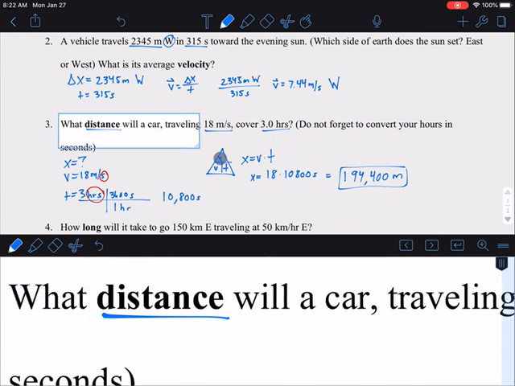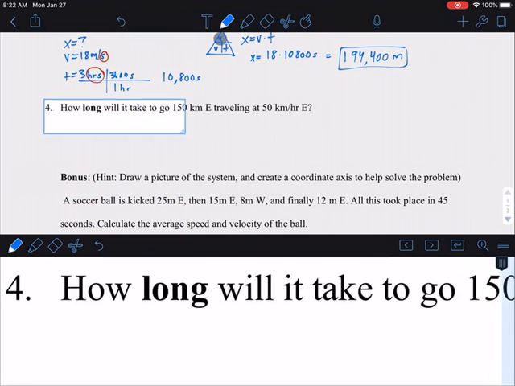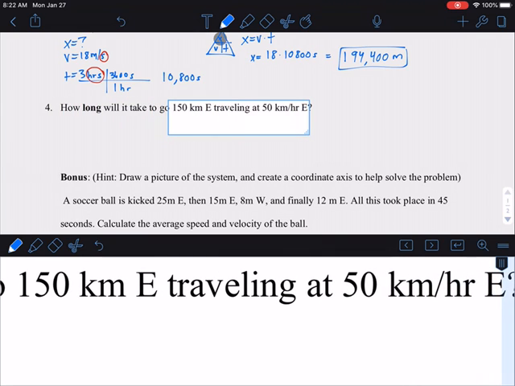And we don't need a direction because we're talking about distance. Distance is a scalar, doesn't need direction. All right, number 4. How long will it take to go 150 kilometers east, traveling at 50 kilometers per hour east?